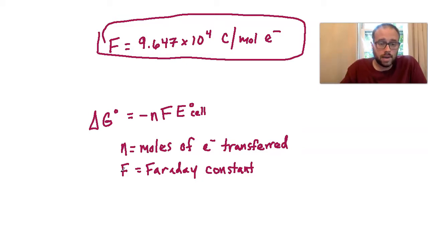Now keep in mind here, because there's a negative, okay, N should always be a positive number. It's a stoichiometric coefficient. F will always be a positive number. Faraday's constant is a positive number. It's 9.647 times 10 to the fourth. So that means you have to look here. If E cell is positive, then delta G is negative, right? Because of that negative value. But if E cell is negative, then delta G is positive.